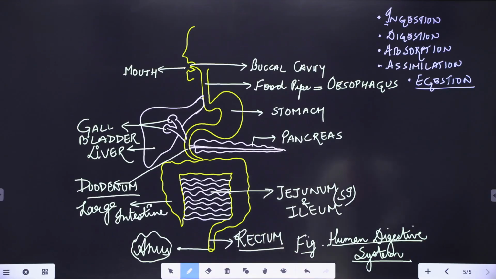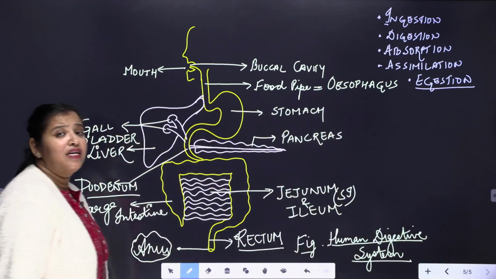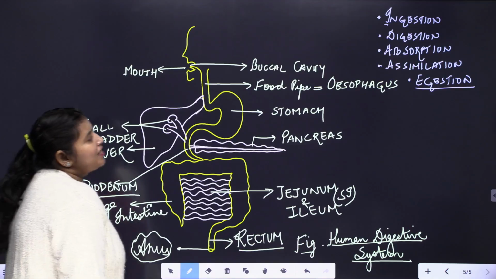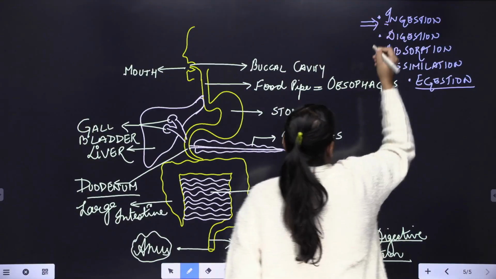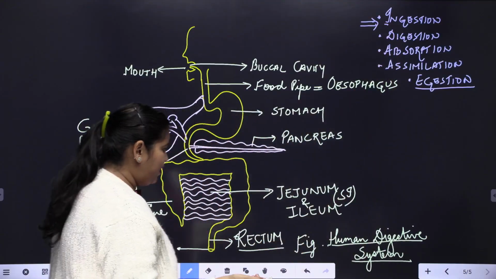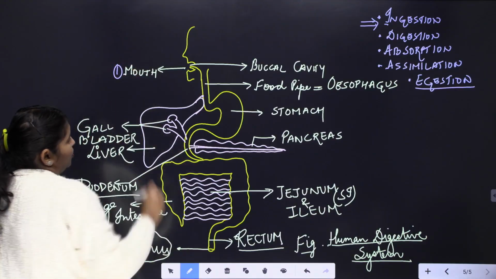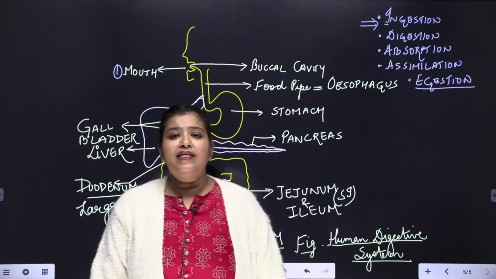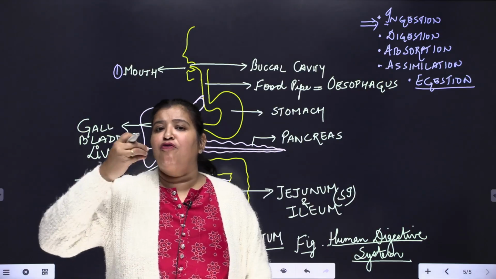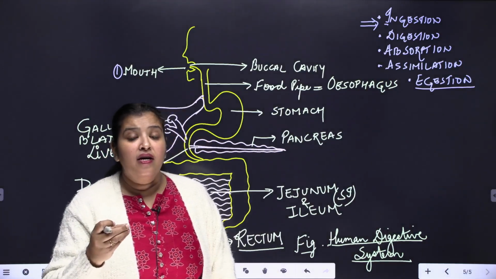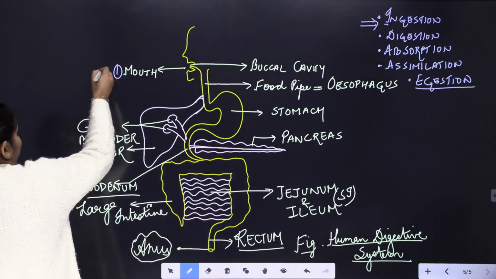So let us start with the human digestive system. And as I told you, the first step of digestion, or the first step of nutrition rather, I would say, is ingestion. All right. So the process of ingestion begins from the mouth. Mouth is a slit-like opening where we ingest our food, from where we eat the food. This mouth is guarded by lips.